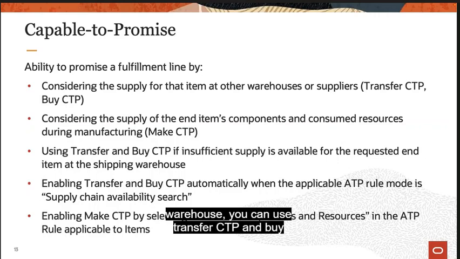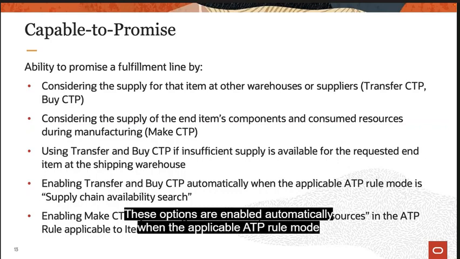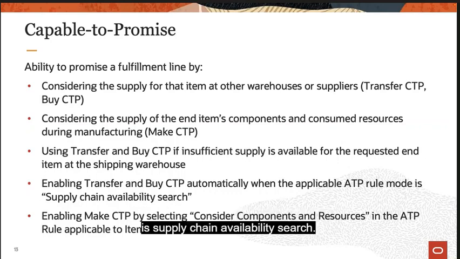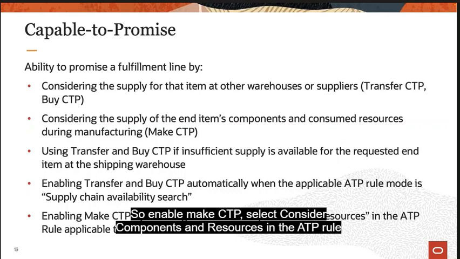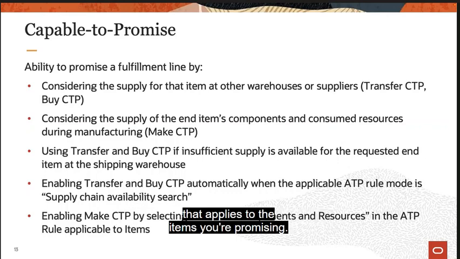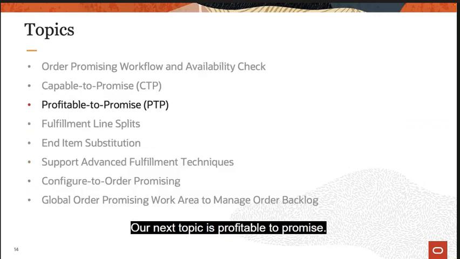If there isn't enough supply for the requested item at the shipping warehouse, you can use transfer CTP and buy CTP to find alternate ways to fulfill demand. These options are enabled automatically when the applicable ATP rule mode is Supply Chain Availability Search. To enable Make CTP, select Consider Components and Resources in the ATP rule that applies to the items you're promising.